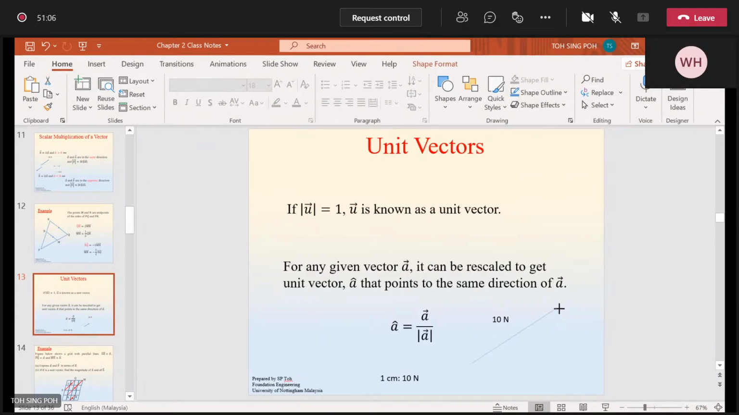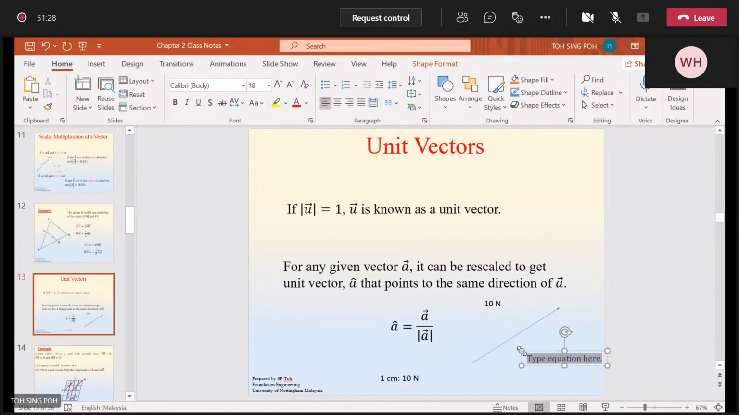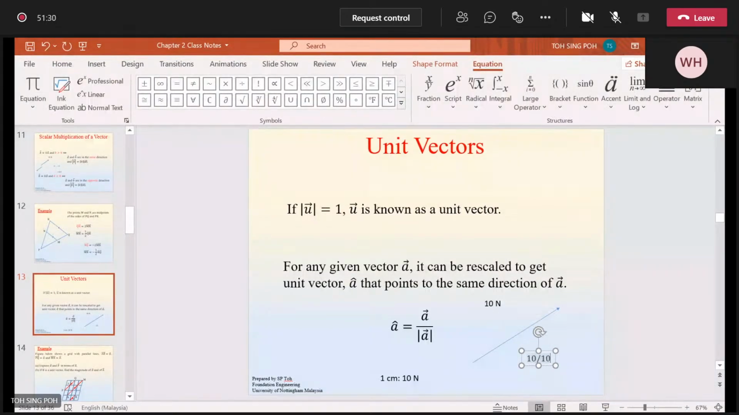But mathematically, it means that now this vector, which is pointing at, let's say, 45 degrees, if you divide by the magnitude of it, that means 10 divided by 10. You use 10 divided by 10. You always get 1.